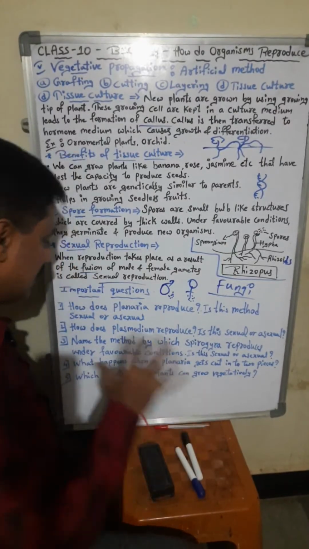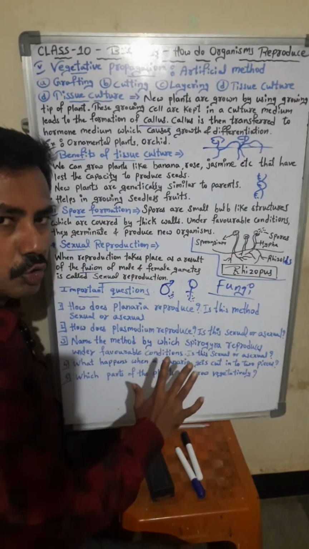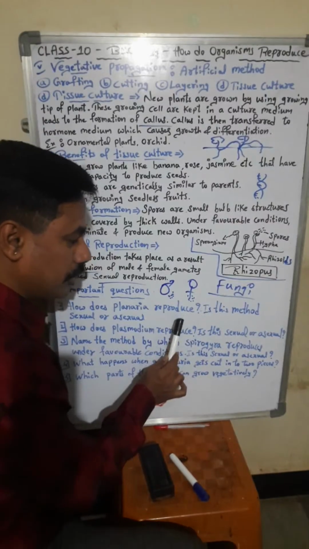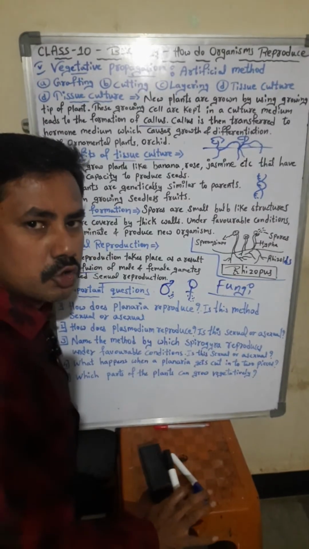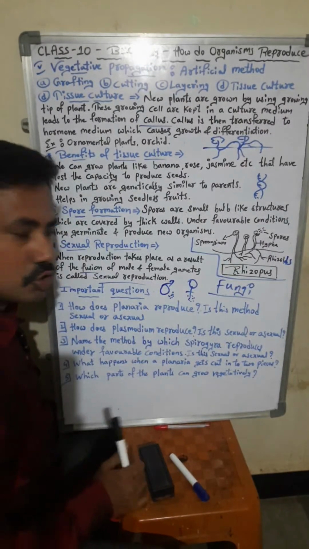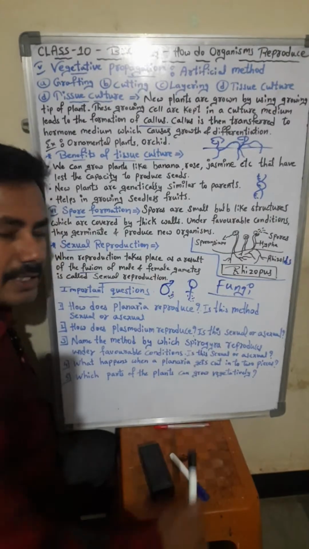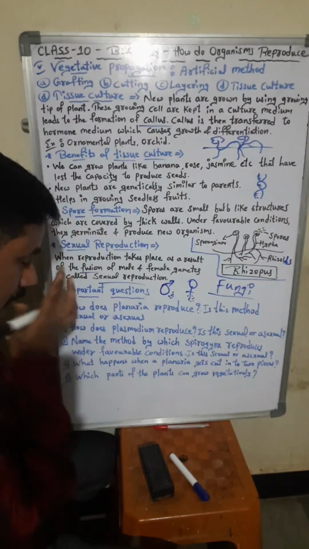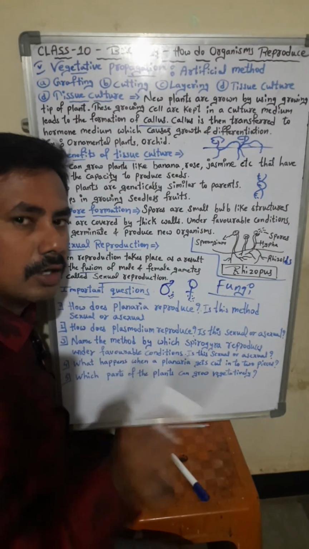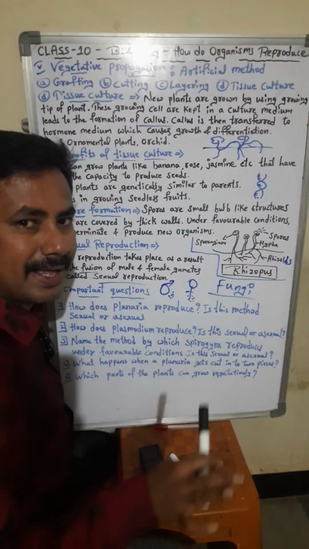Before that, some important questions are there. Try to solve them; it is already explained. How does planaria reproduce? Is this method sexual or asexual? Second question, how does plasmodium reproduce? Is this method sexual or asexual? Try to answer these, or write the questions or take a screenshot and answer afterwards yourself. Don't answer to me, already explained, answer to yourself.